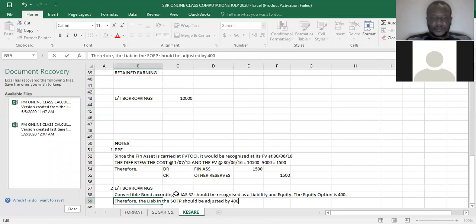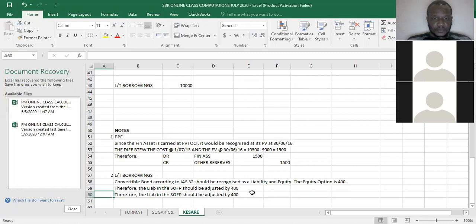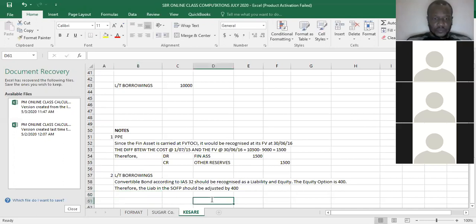So our accounting entry now, how did we say that before? Therefore, we already said therefore before. Okay, so I'll just go straight to the next part and say debit temporary by 400, and then we'll credit other reserves, Abi.